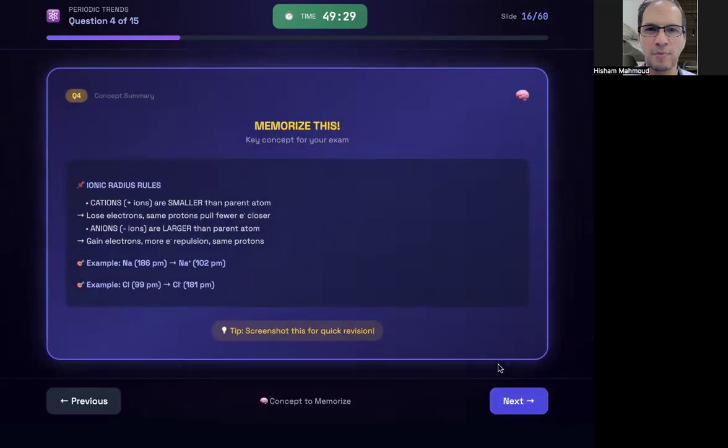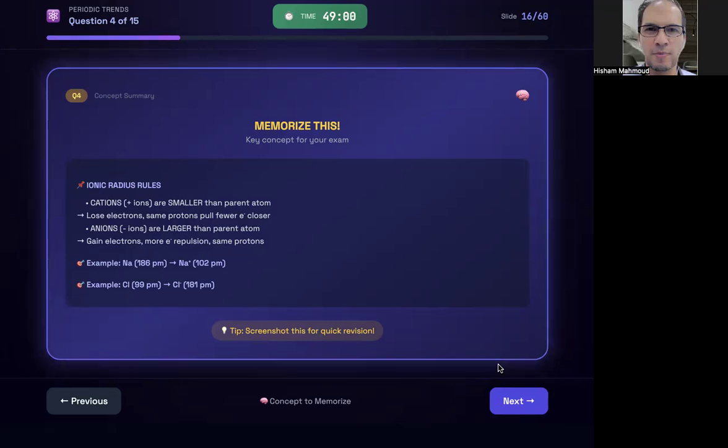Let's see the next question. But before it, we will remember that the cations are smaller than the parent atom. They lose electrons, the same protons pull fewer electrons closer. The anion is bigger than its parent atom. Gaining electrons means more electron repulsion and the same protons. So the same number of protons attracts more electrons, which is more difficult. That's why the attraction is less and the size differs.